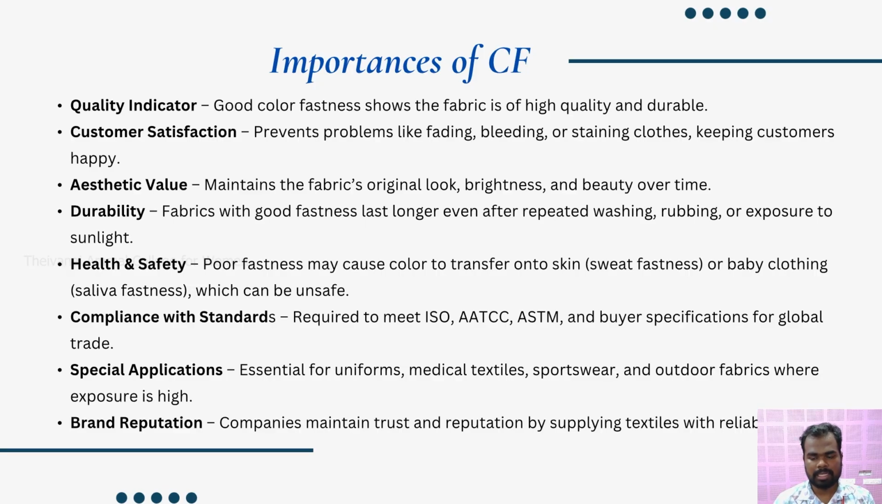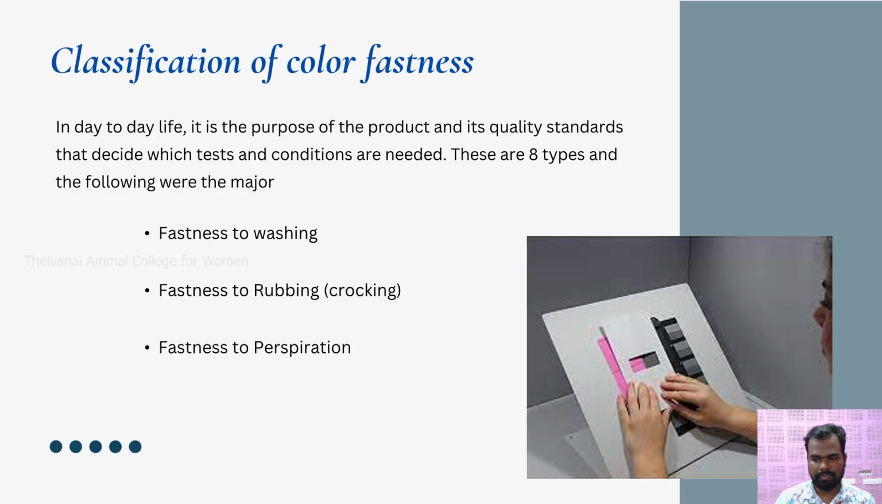Next is compliance with standards. In textile standards like ISO, AATCC, and ASTM, the specifications for trading and consuming are maintained. And in special applications like medical applications and sportswear, dyeing is an important thing, because it determines the quality and utility of the garment based on the colors. And brand reputation: if the color fastness is good, the brand reputation will automatically rise. Based on color fastness there are many types. Importantly, we'll see washing fastness, rubbing fastness, and perspiration fastness.